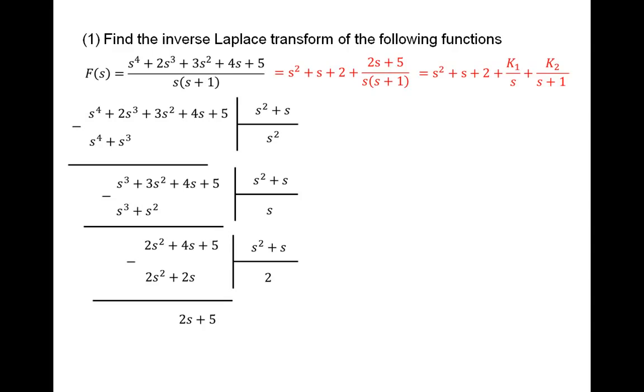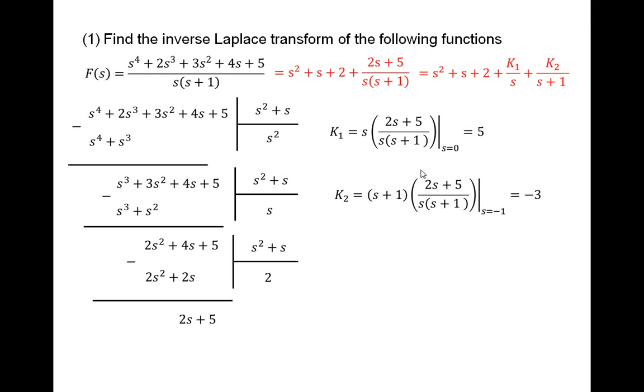Using the partial fraction expansion, I will have s squared plus s plus 2 plus k1 over s plus k2 over s plus 1. I need to find the values for k1 and k2. The value of k1 is equal to s multiplied by the fraction here, when s equal to 0, thus the value of k1 is equal to 5. In a similar way, the value of k2 is equal to minus 3. So the simplified F of s is equal to s squared plus s plus 2 plus 5 over s minus 3 over s plus 1.